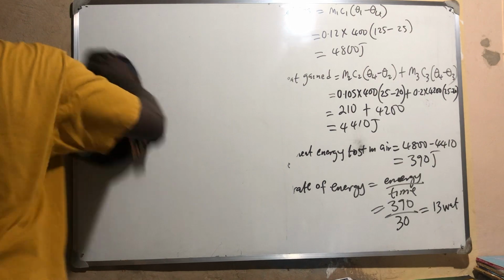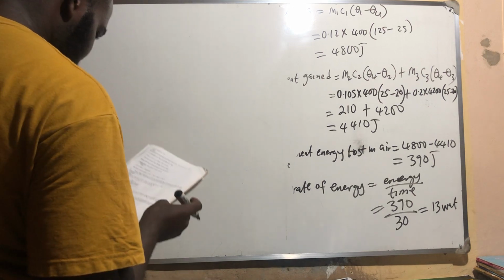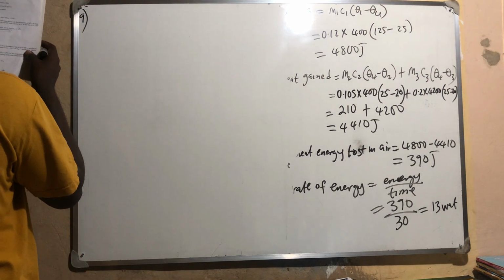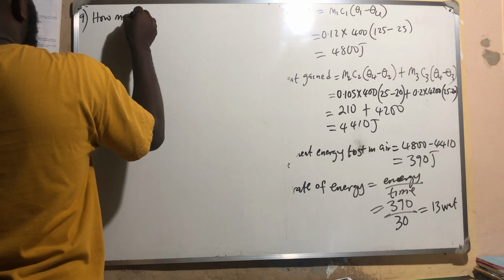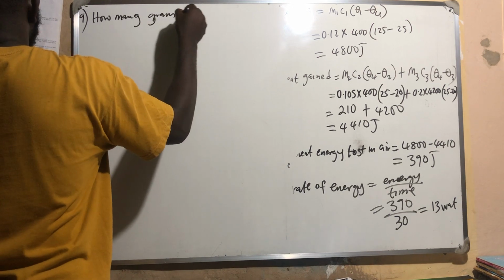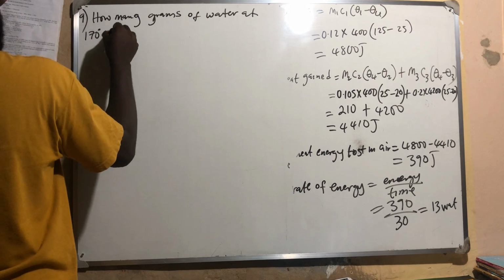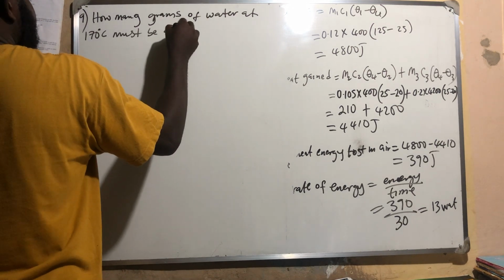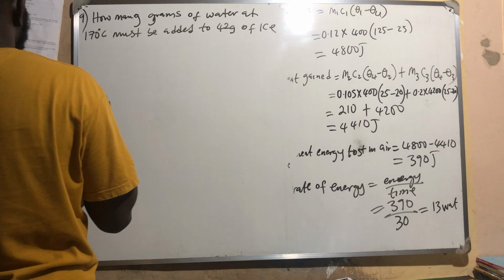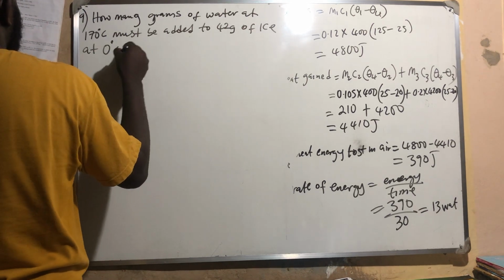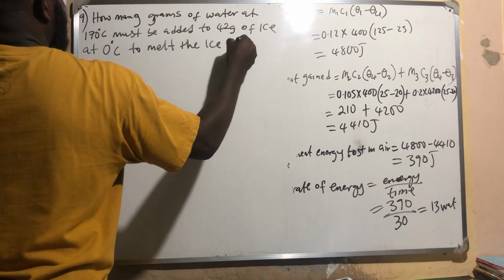So question number 9. Question number 9 is going to be your assignment. So you tell me the answer at the comment section. So question number 9 said how many grams of water at 170 degrees Celsius must be added to 42 gram of ice, okay, at 0 degrees Celsius to melt the ice completely.